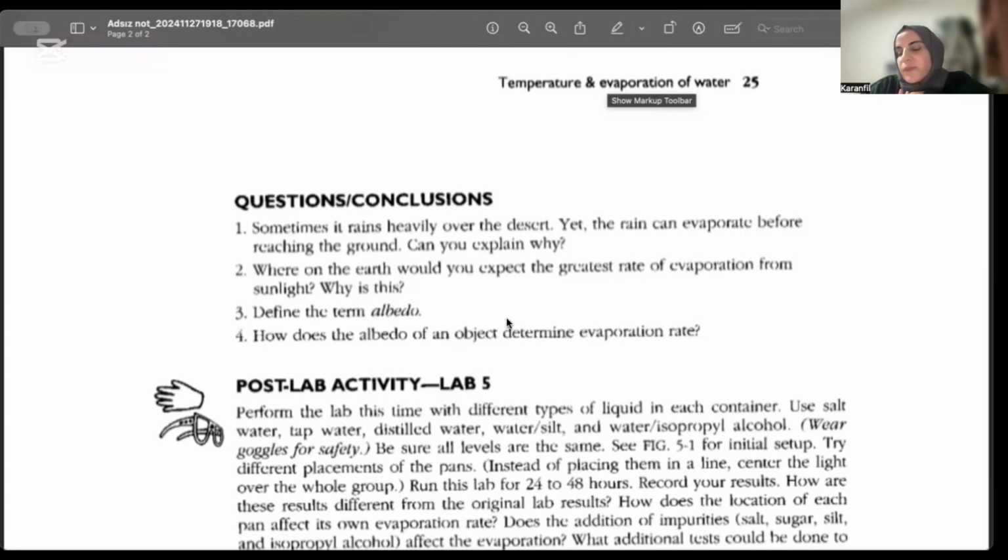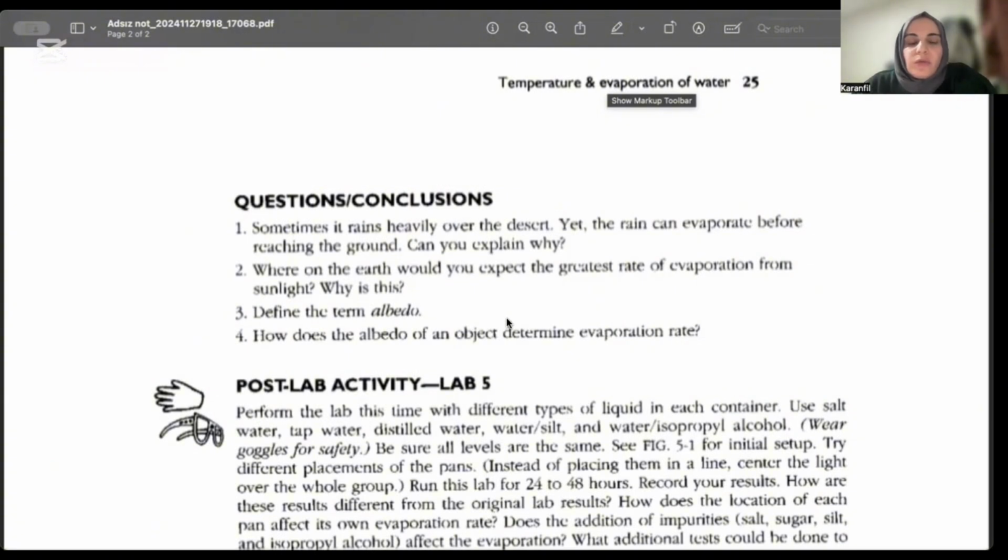Second question, where on the earth would you expect the greatest rate of evaporation from sunlight? Why is this? The greatest rate of evaporation from sunlight will occur at the equator. This region receives the most intense and direct sunlight due to its geographical location, resulting in high temperature. Additionally, high levels of solar radiation combined with abundant water sources, such as oceans, amplify the evaporation rate.